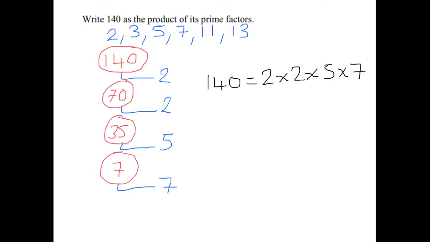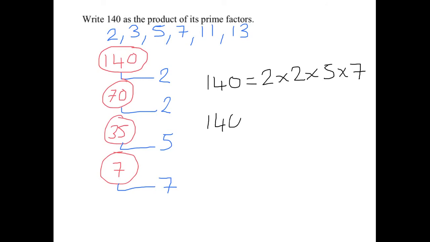Okay, and that's a product. In some questions you might be able to show it in index form. So what you need to do there is, if you have any values that are the same, you can write them in index form. So 2 times 2 can be written as 2 squared. If I had three 2's, so 2 times 2 times 2, I could write 2 to the power 3, etc. So what I'm going to do here is write this in index form now.